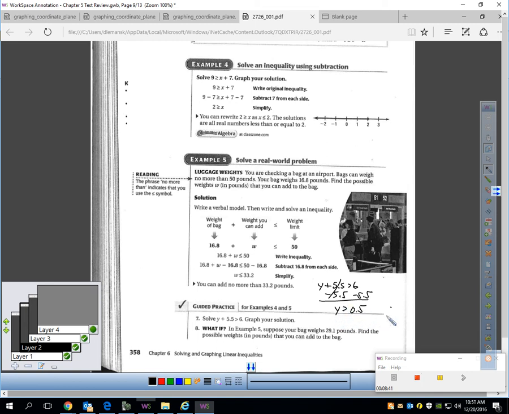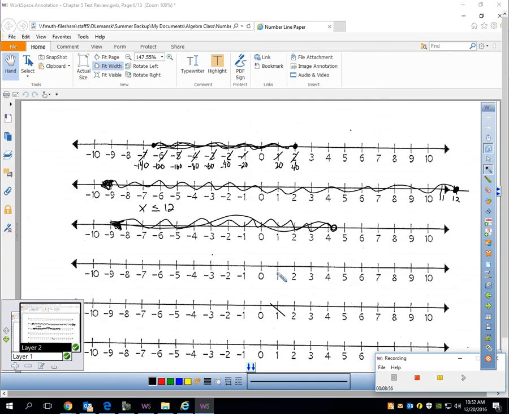Now remember, there's a whole bunch of correct answers to that. I can't write them all out. That's why they're telling me to graph my answer. Okay, so if I go to graph it, 0.5 is about here, and I want the values greater than that, which is why I'm drawing my arrow. I'm going right of that. There's the values greater than 0.5.